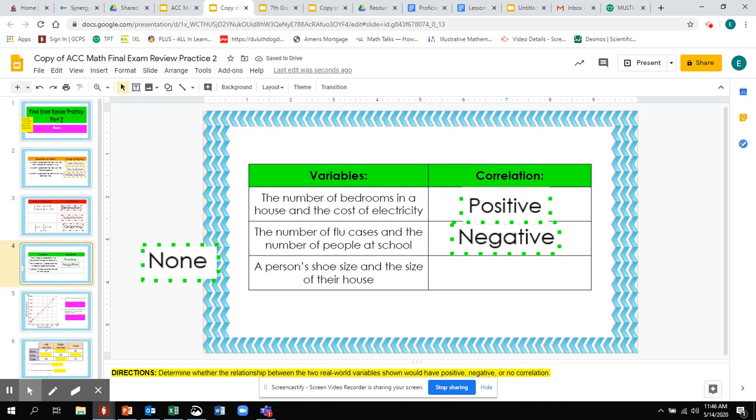Finally, a person's shoe size and the size of their house. If I say, as a person's shoe size increases, what happens to the size of their house? Well, typically, one shoe size has nothing to do with the size of their house. So I would say that this has no correlation.